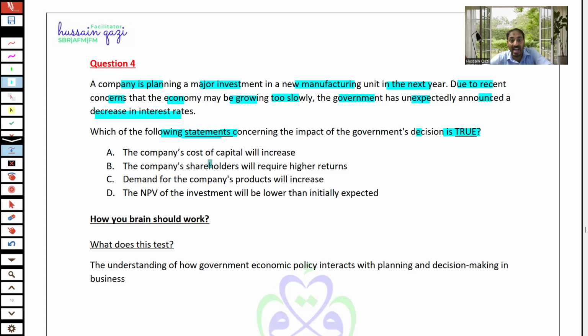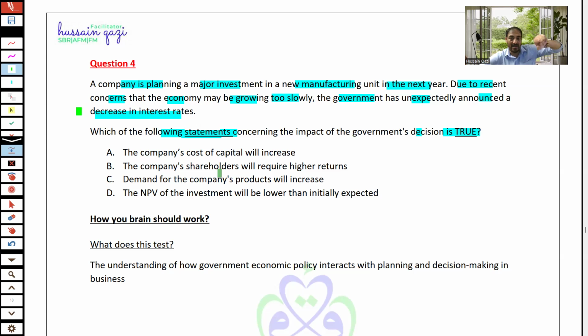The company's cost of capital will increase. The company's shareholders will require higher return. The demand for the company's product will increase. The NPV of the investment will be lower than initially expected. One by one, whatever you feel is absolutely wrong, you need to filter out and eliminate it. Here the question is about a decrease in interest rate and its effect on the economy.